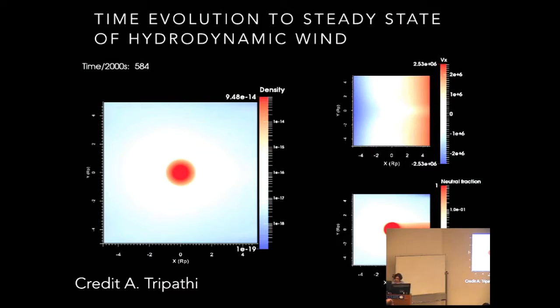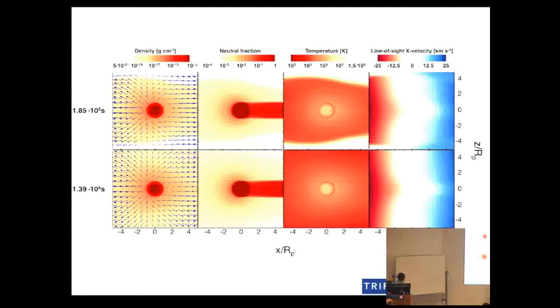Just to give you a sense of what the velocity structure looks like, these are just 2 snapshots from later in the simulation, going from left to right: density, neutral fraction, temperature, and again, line of sight velocity. You can see that strong neutral shadow, and you can also see very clearly that the velocity vectors on the density plot are, again, not at all symmetric. So we have very, very interesting structure in the flow.